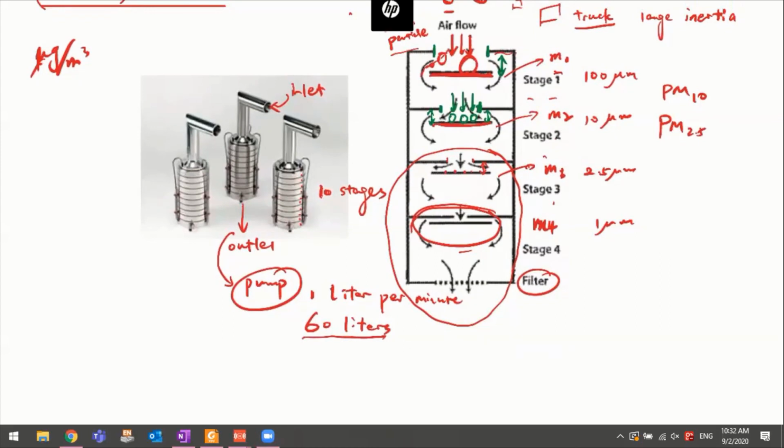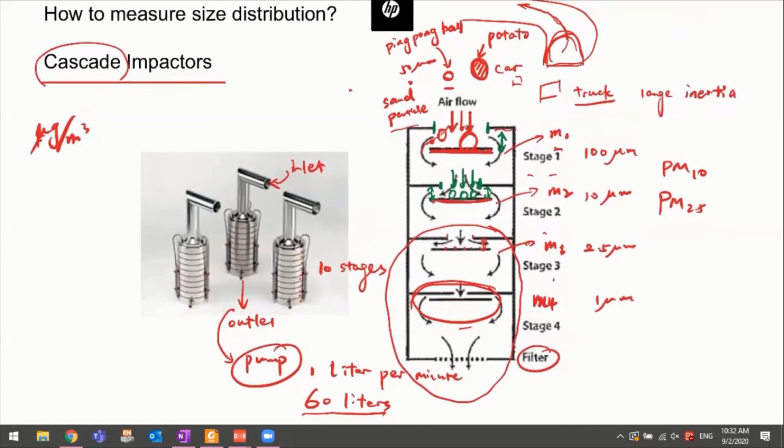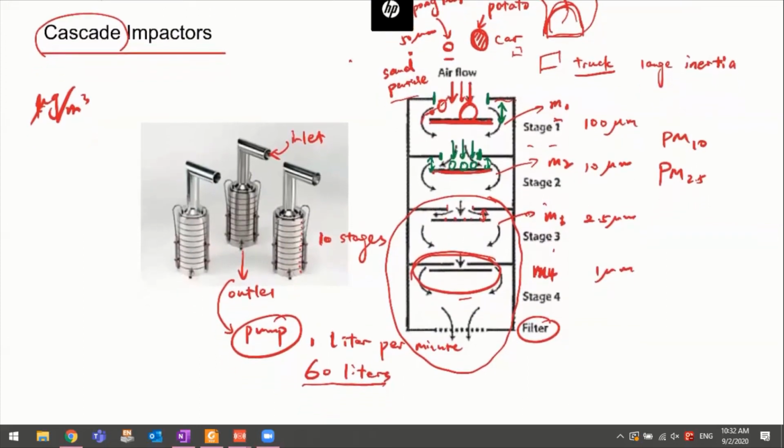So any questions until now? I hope this is clear enough, because we're going to use this concept quite a lot in this class. I just want to show that this is how we're going to generally measure the size distribution of particles. Does that make sense? Good. Okay. So you will also have more practice with this problem here.